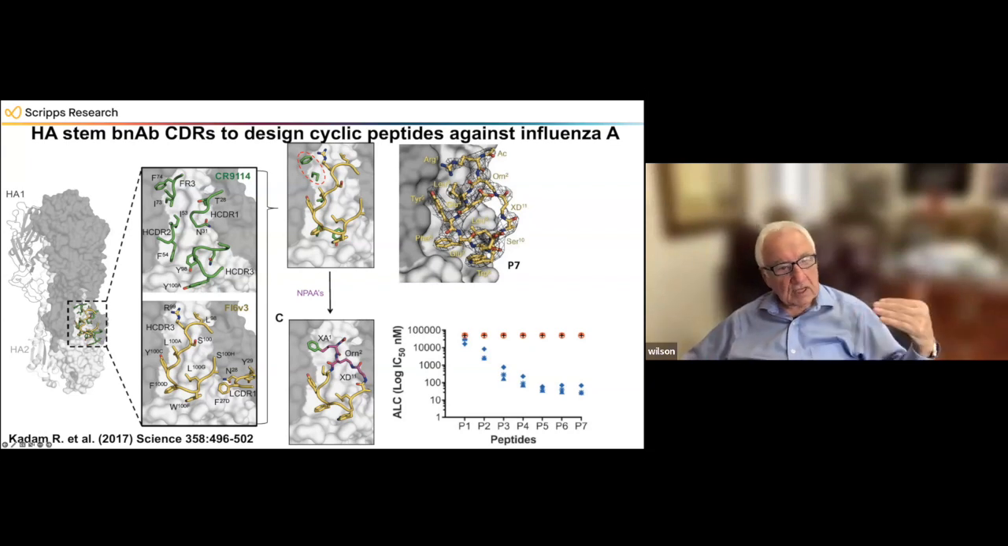This is the CDR3 loop, one of the binding loops of the antibody. It basically forms most of the interactions with the stem here. We also wanted to include this area here. So this was our target design. Having this as the starting point.